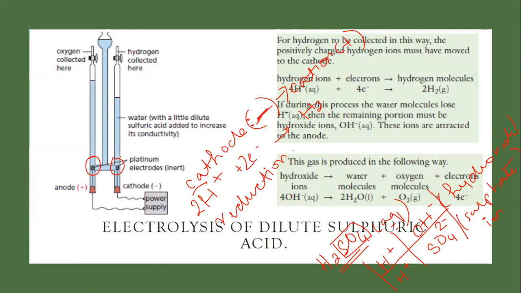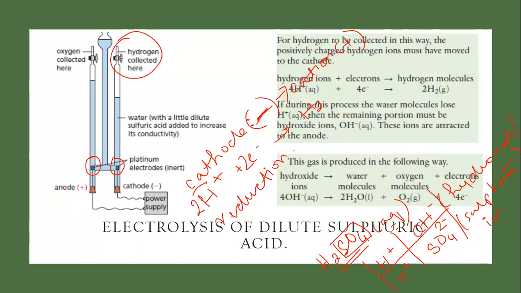And what will you see? What will you observe? You will see that hydrogen gas has been collected over here on top of the cathode. Okay, so on top of the cathode, you will see that hydrogen gas has been collected. Now, this was easy and simple.